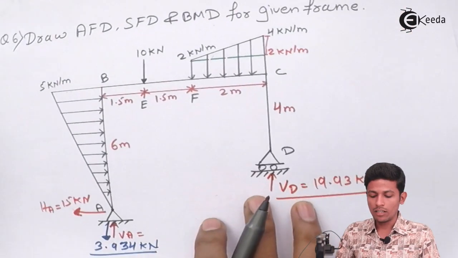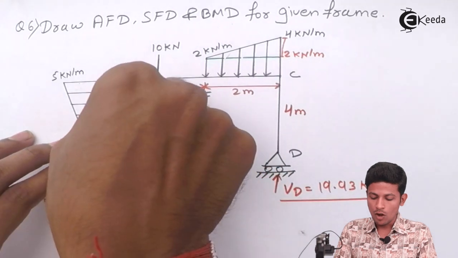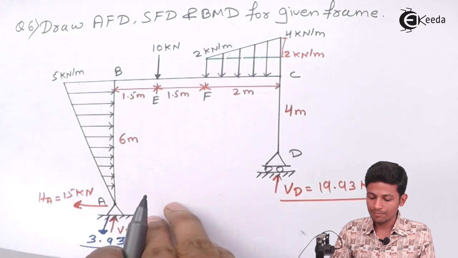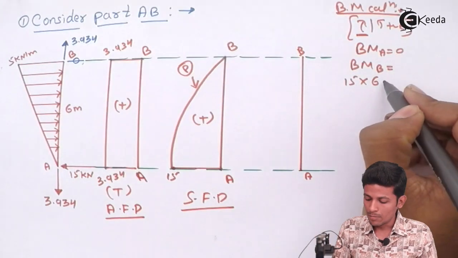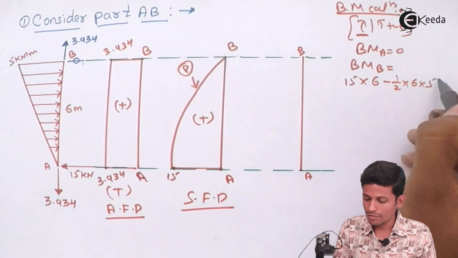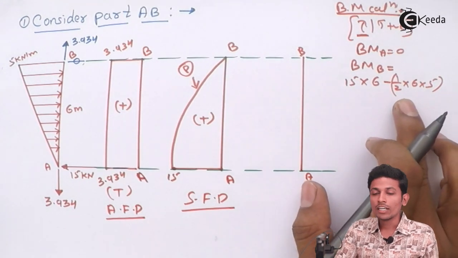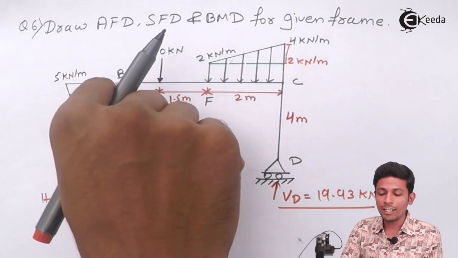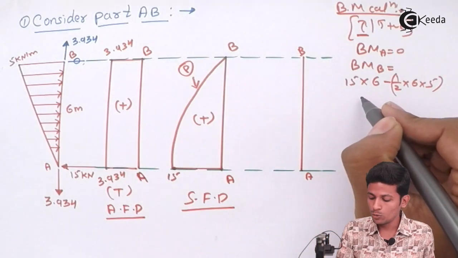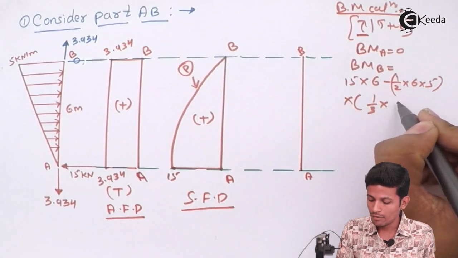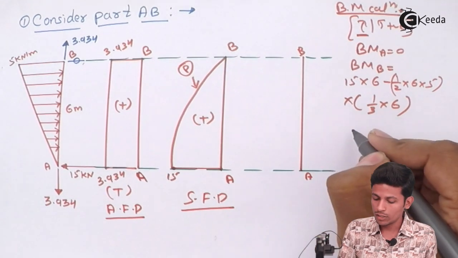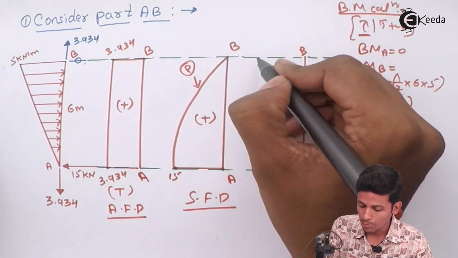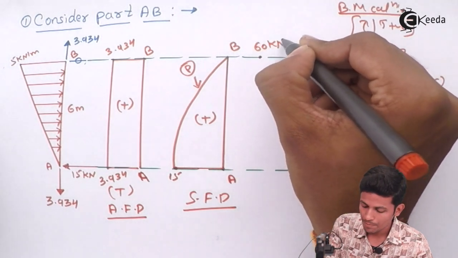Now this UDL, and UDL will be hogging the diagram. See, this is hogging, so negative sign: minus half into 6 into 5, half into base into height. This is nothing but a force only. Now what is the perpendicular distance? As you all know, from the longer side it will be 1/3 of L, so into 1/3 of L will be 6. Okay, now you solve this, you get the value 60 kilonewton meter. Now we got the value, bending moment at B will be 60 kilonewton meter.